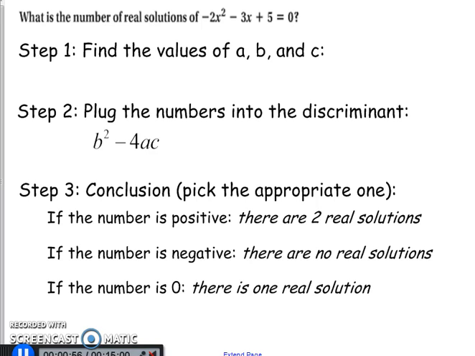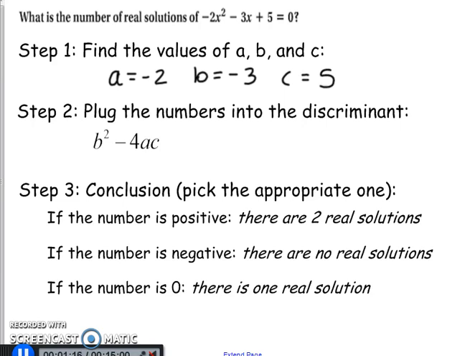Okay, so what's the number of real solutions of negative 2x squared minus 3x plus 5 equals 0? Step 1 is to find the values of a, b, and c. So a equals negative 2, b equals negative 3, c equals 5.